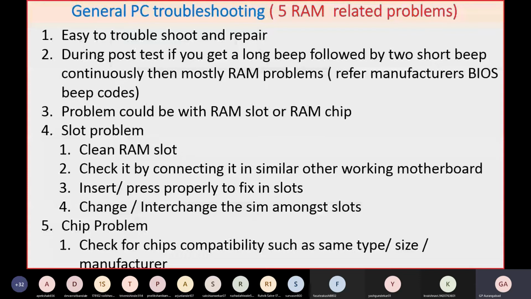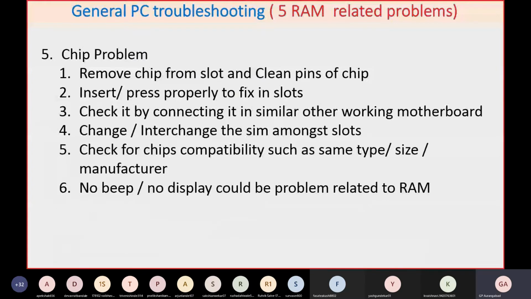When it comes to a chip problem, you can remove the chip from the slot and clean the pins of the chip. Most of the time there will be dirt, or there is not proper contact between the RAM slot and the RAM pins. Then insert or press it properly to fix it in the slot. Check it by connecting it in a similar working motherboard, as we have said already. Then check or interchange the SIMM against the slots, or check for chip compatibility, such as same type, size and manufacturer.